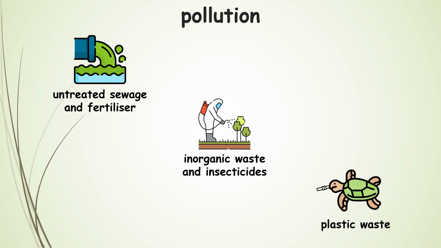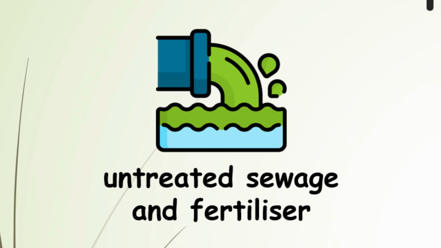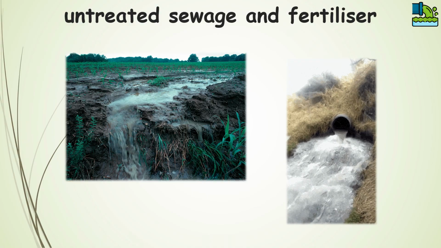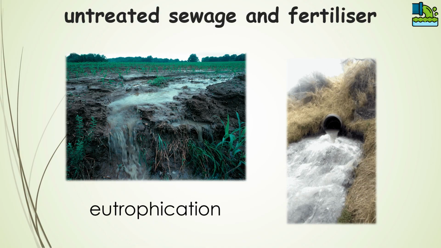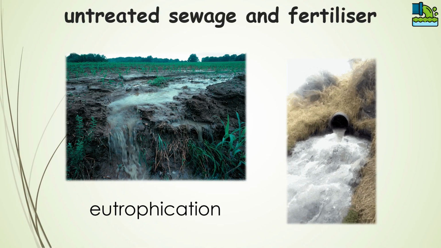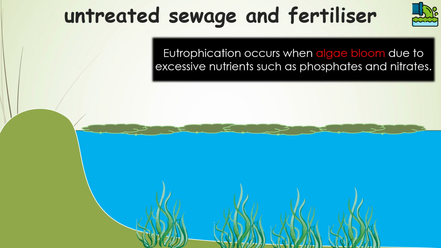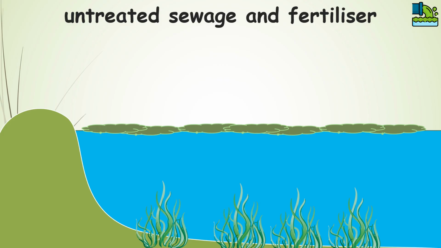Pollution is the addition of substances to the environment that damage it, making it undesirable or unfit for life. Both untreated sewage and fertilizers contain phosphates and nitrates, which are nutrients for algae and can lead to eutrophication when washed into a river or lake. Eutrophication occurs when algae bloom, due to excessive nutrients as they encourage algal growth.